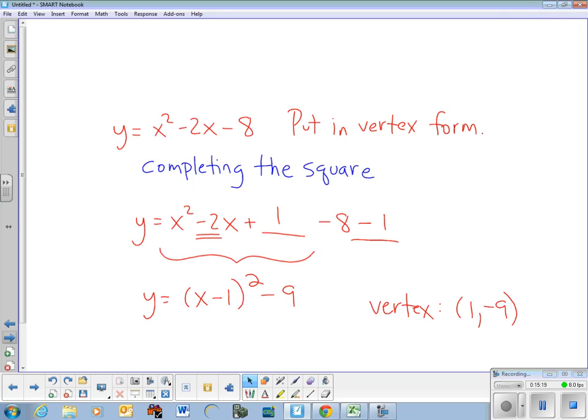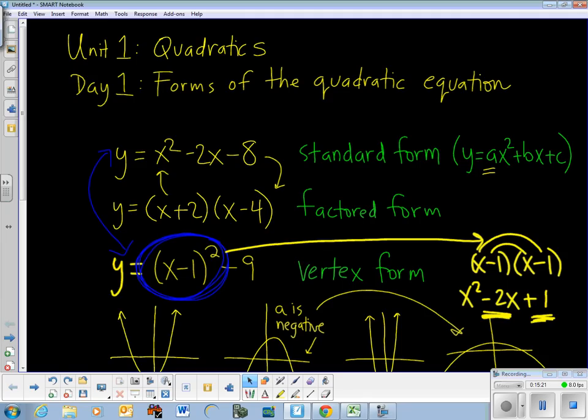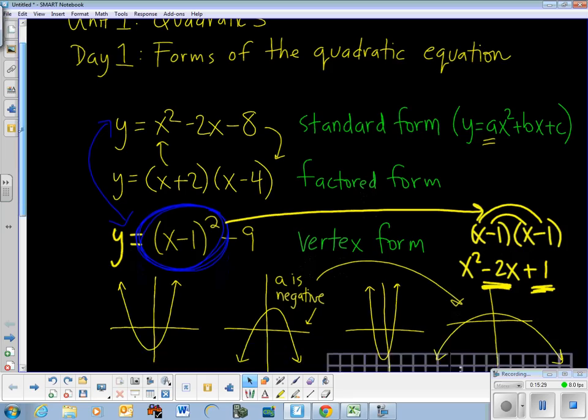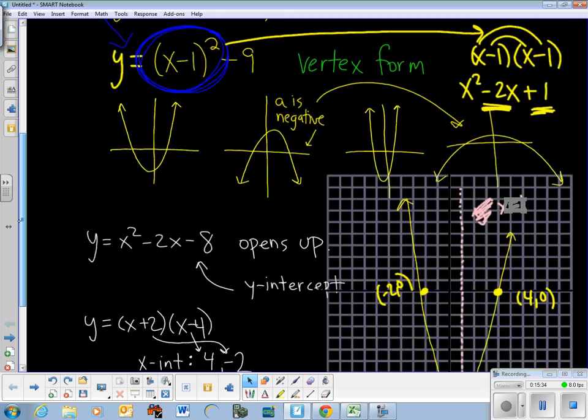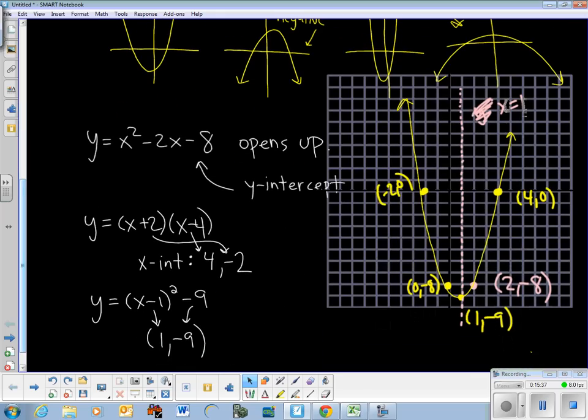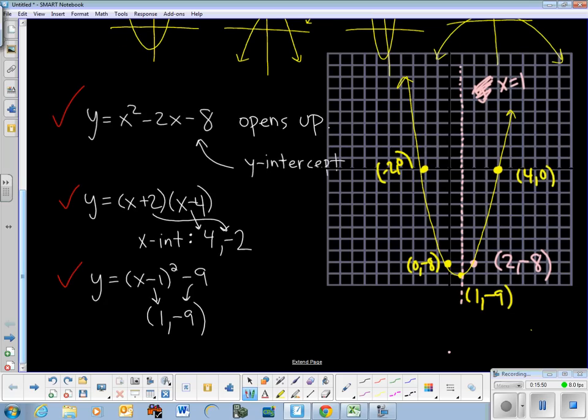Okay, so a quick review of what we've covered here. 3 forms of the quadratic equation. What they tell you: standard form really just tells you the y-intercept. They all tell you whether it opens up or down, if you have a negative out front or you don't. So standard form, right here, tells us the y-intercept is -8. Factored form tells us the x-intercepts. They are the opposite of the numbers in there with the x's. Vertex form tells us the vertex. And those 3 things put together give us a pretty nice picture of what this graph looks like.